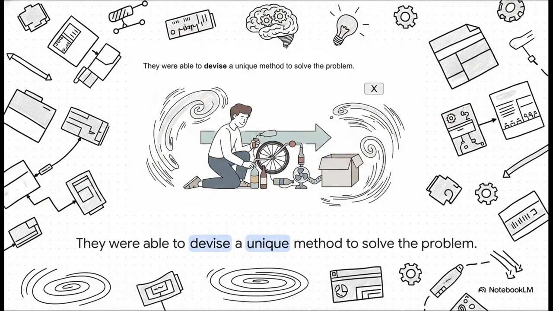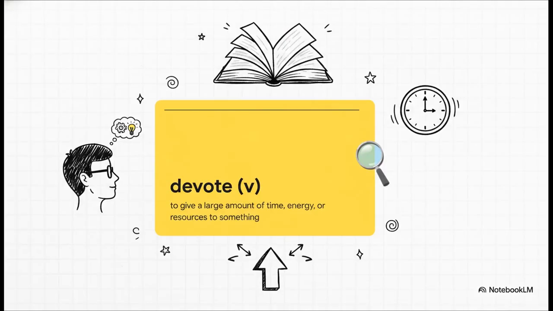In this image, it's a perfect example. See, this person isn't just mindlessly following a manual. No, they're using their smarts, their creativity, to invent a whole new system to get the job done. That is the heart of what devise really means. So you've devised a brilliant plan. What's next? Well, a plan is useless without some real commitment, right?